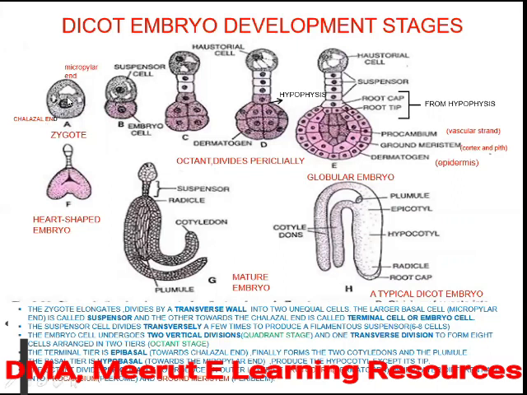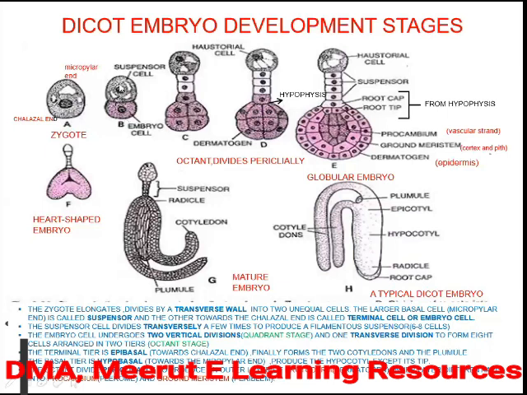Now before cell division, before division of the zygote, it elongates. And when it elongates, it divides by a transverse wall. Here you can see the transverse wall. Due to this transverse cell division, the zygote divides into two. The larger one towards the micropylar end is called the suspensor cell, also called the basal cell. And the small cell at the chalazal end is called the embryonal cell or terminal cell.